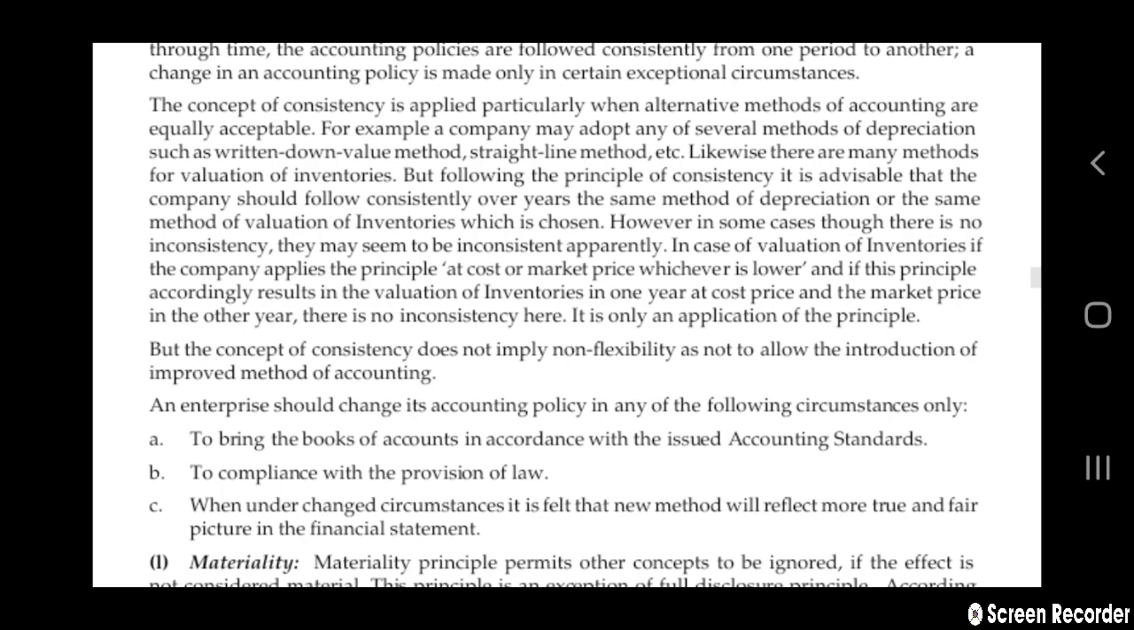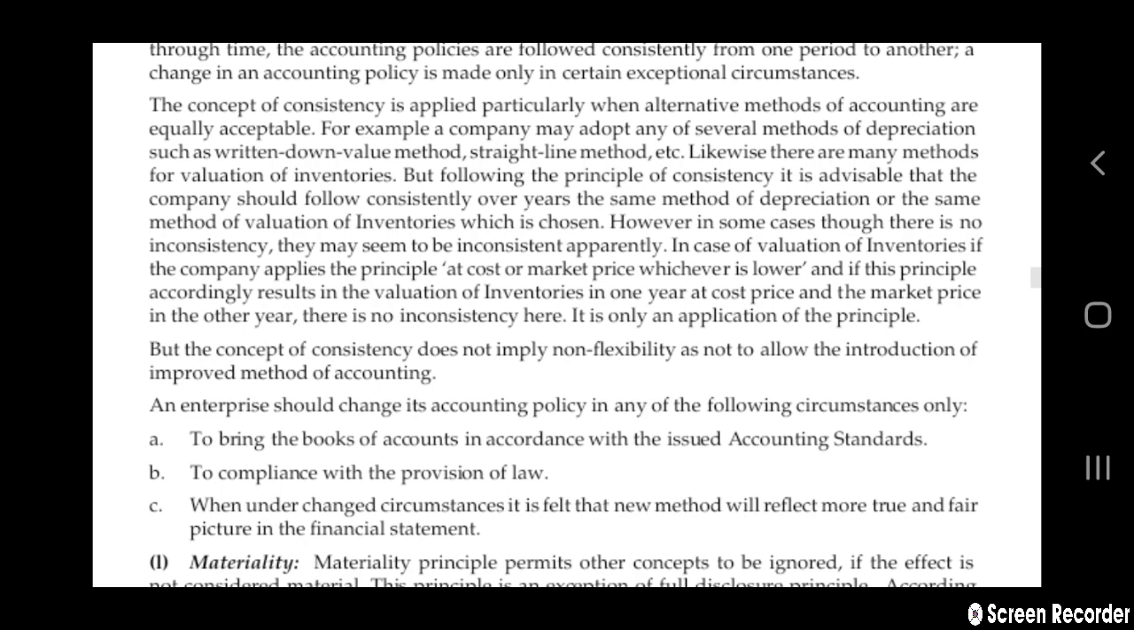But by following the principle of consistency, it is advised that the company should follow the same method consistently over the years. They should not change the method of depreciation, or the method of valuation of inventories that is chosen by them should be continued. However, in some cases, though there is no inconsistency, it may apparently seem so.